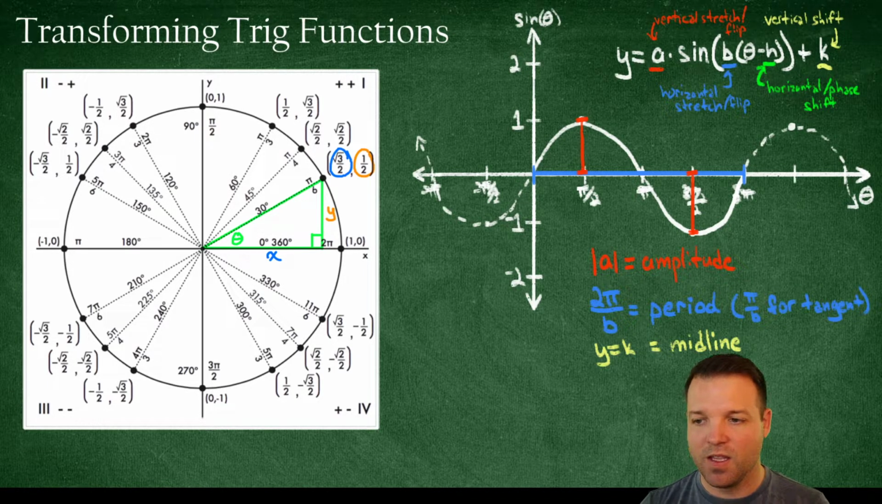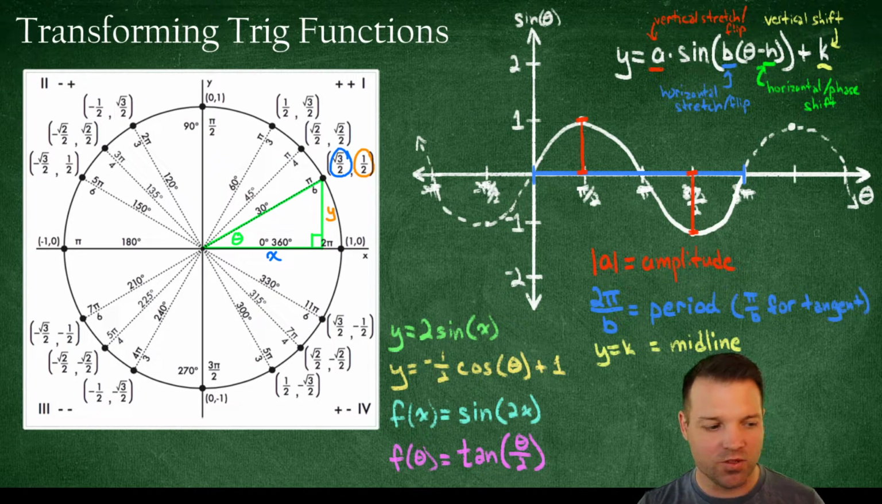And then finally, the K on the outside, how far it gets shifted in the up direction or the down direction will determine its midline, the line that goes through the center of this thing. So you can just say the midline is y equals K. All right, with all that knowledge, we're going to graph 4 problems.